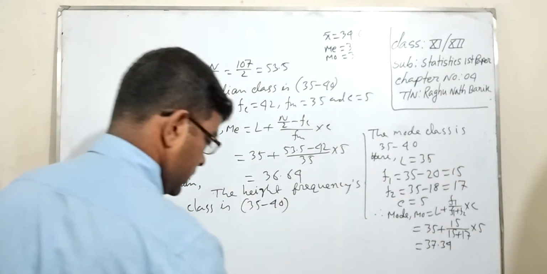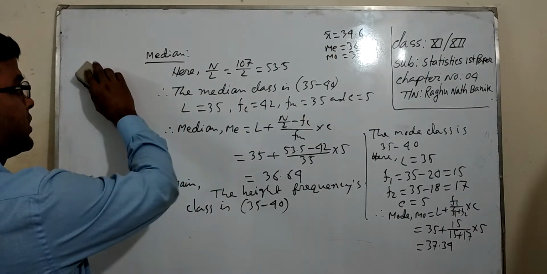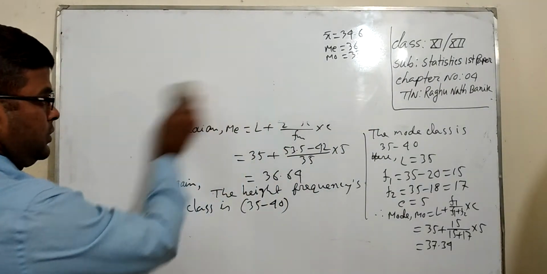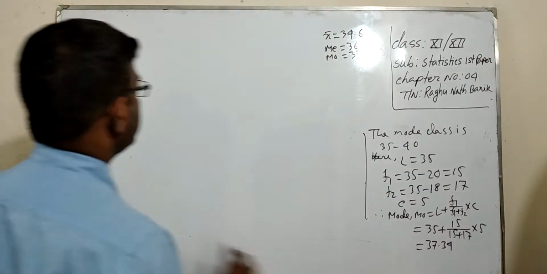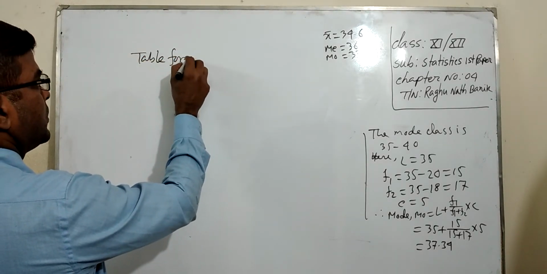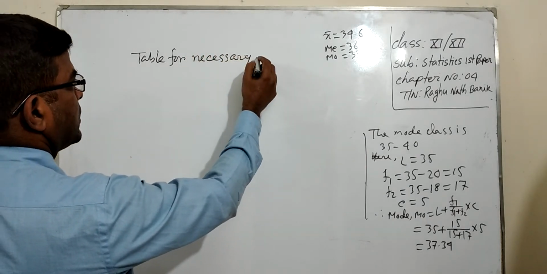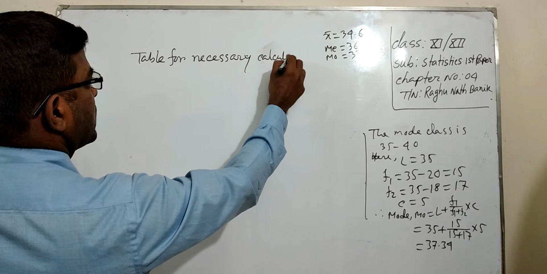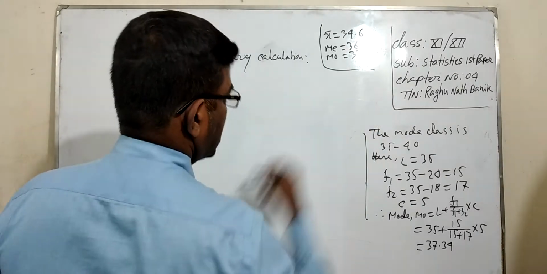Now we draw a calculation table for mean deviation about mean, median, and mode. Table for necessary calculation.